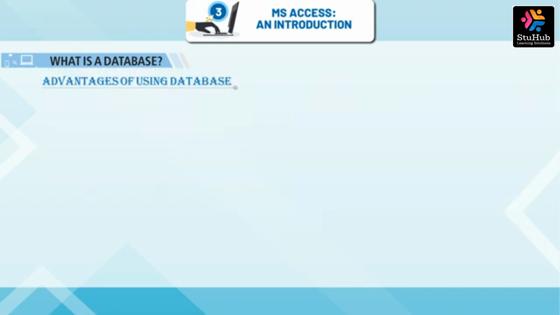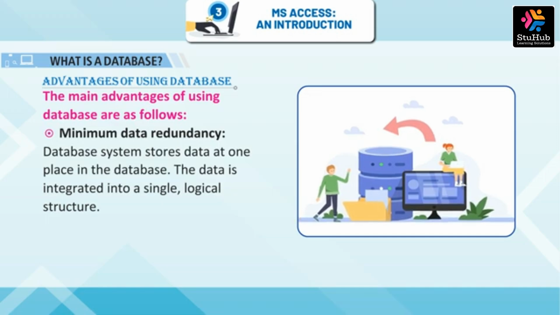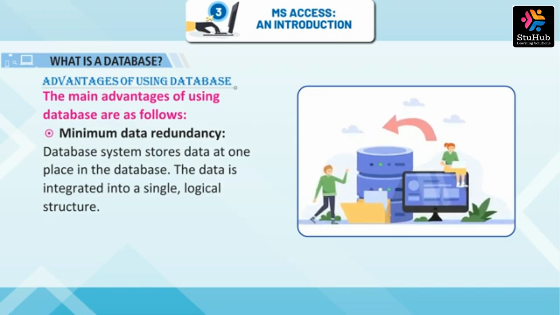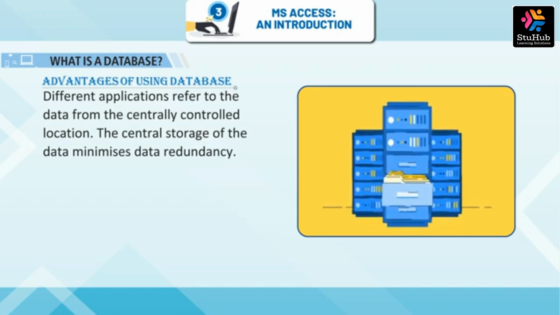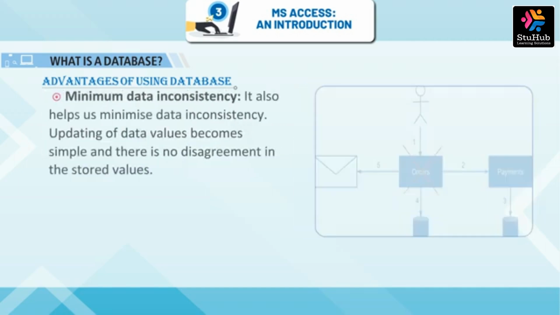Advantages of using database. The main advantages of using database are as follows. Minimum data redundancy. Database system stores data at one place in the database. The data is integrated into a single logical structure. Different applications refer to the data from the centrally controlled location. The central storage of the data minimizes data redundancy.